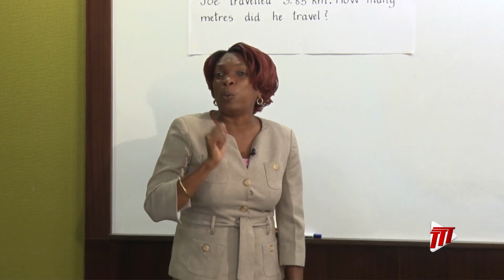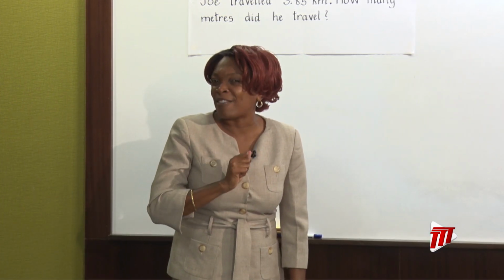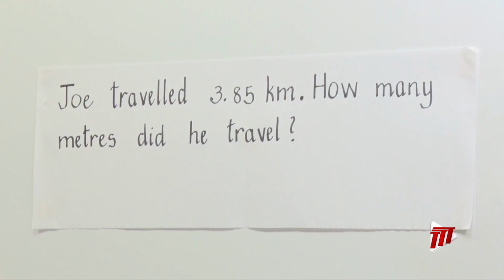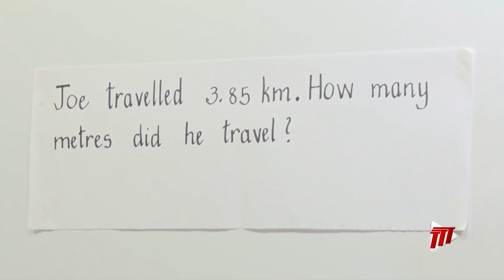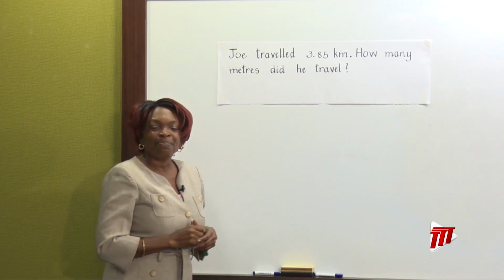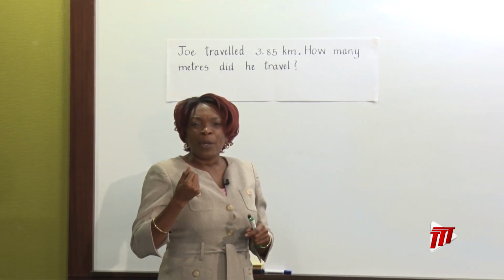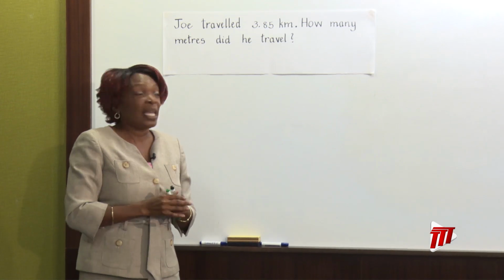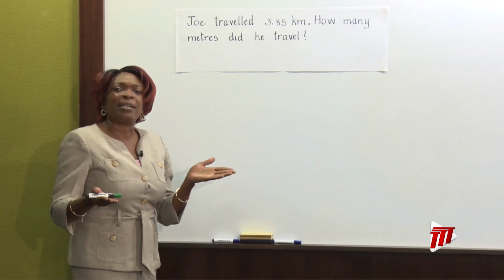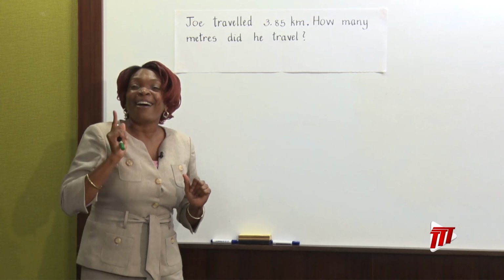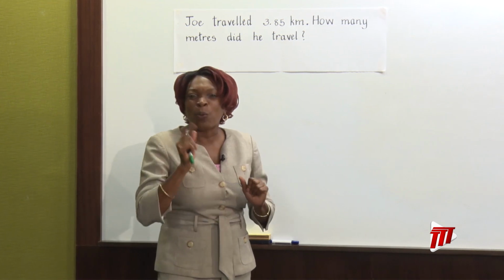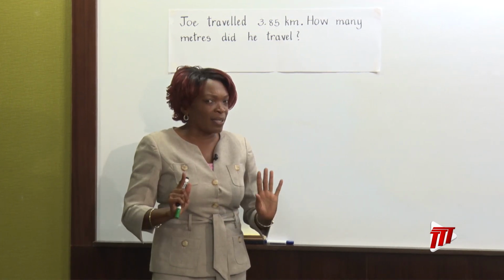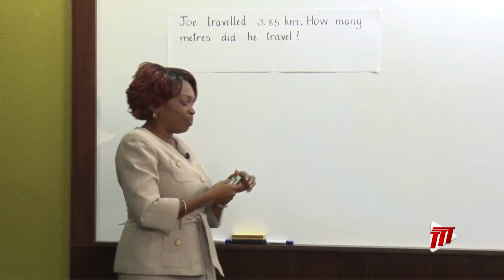Boys and girls, can I challenge you now? I am going to give you a word problem. Let's see if we can solve this together. Come with me to the board now. Joe traveled 3.85 kilometers. How many meters did he travel? Are you thinking? Let's look at the two units that we are comparing. Kilometers and meters. Can you remember how many meters there are in a kilometer? Yes, 1,000. So let's always start with the information that we know.